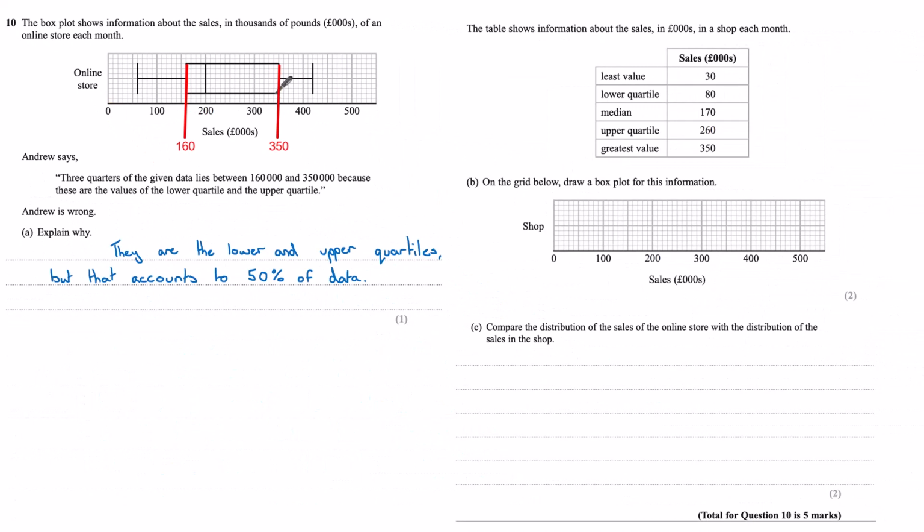However, the lower and upper quartile mark the bounds of the central 50% of data. If you think you've got 25% below it and 25% above, leaving you with 50% of the data in between.